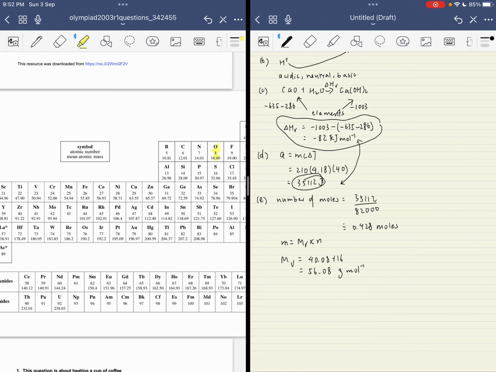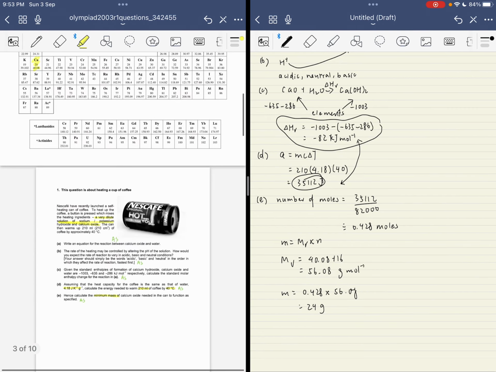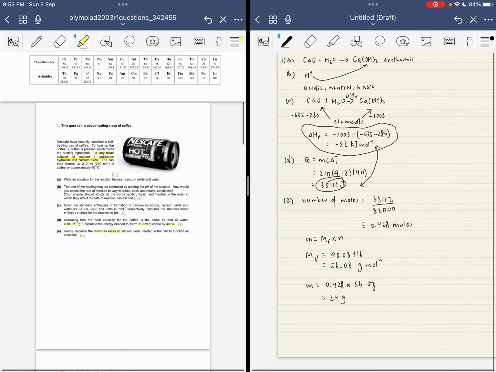So for 0.428 moles of calcium oxide, the mass would be 0.428 times 56.08, which is 24 grams. And that's the end of the question.